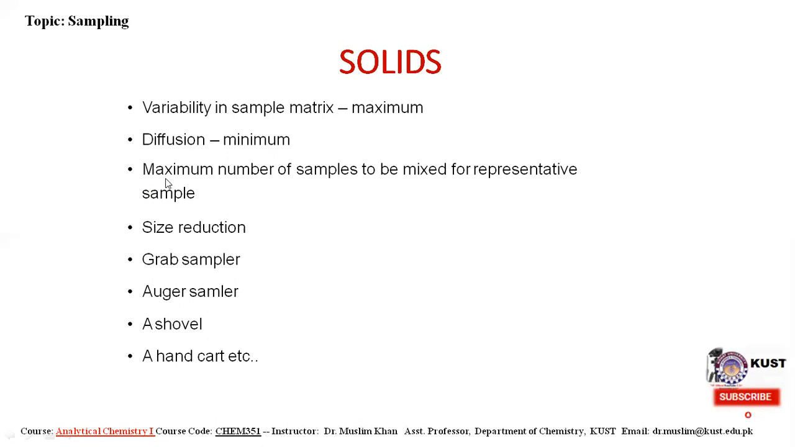But in a solid you have to first grind your sample, then make it homogeneous, and then make it a cone and flatten it, divide it into four, remove three quarters, and take the one quarter again into a cone. So size reduction is very important in this. And then there are grab samples and auger samples, hand cut, etc. All these things you have to take into account.